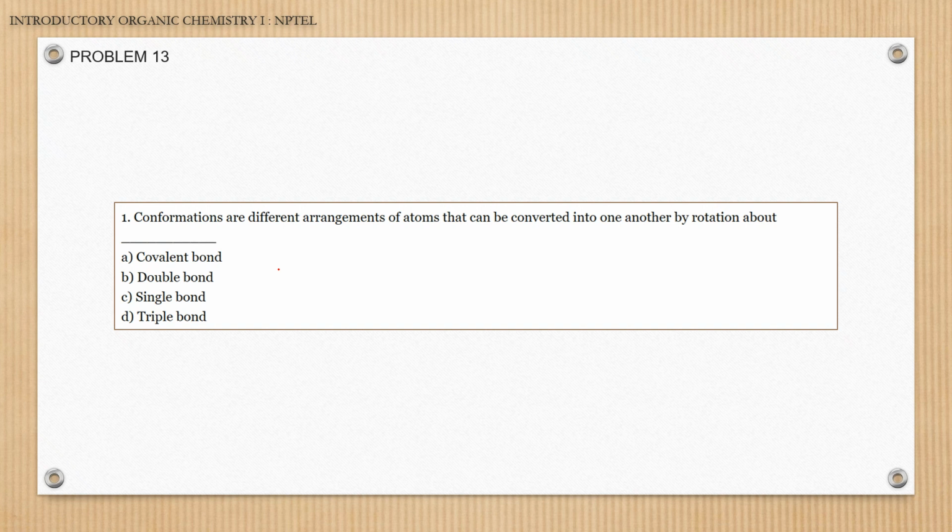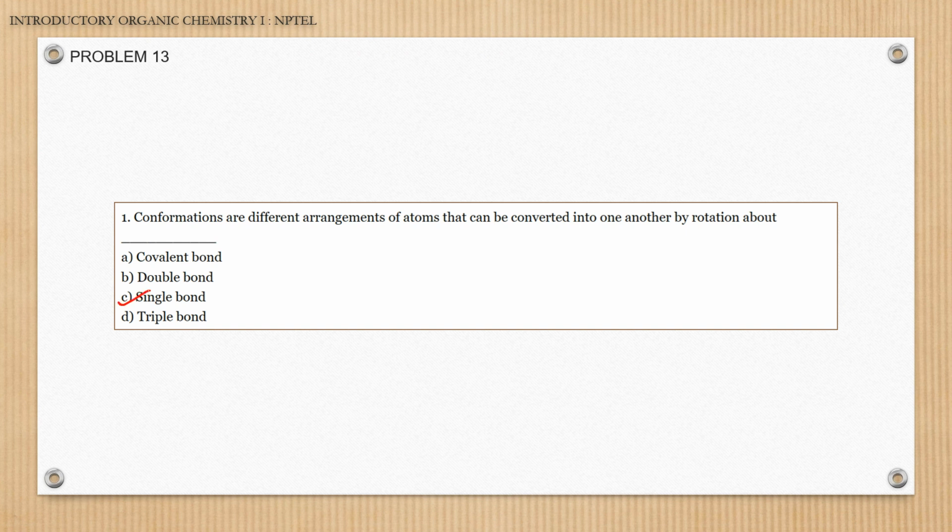So conformations are the different arrangements. You are not breaking the bonds, right? The main difference which you need to know between configuration and conformation is that in configuration you need to break the bond, but in conformation these are rotated structures only. You are not breaking any covalent bond. You are just rotating the bonds. In configuration you are breaking the bond and then making another configuration. But conformations are solely dependent upon the rotations of the compound around the single bond. So here the correct answer should be option C, single bond.